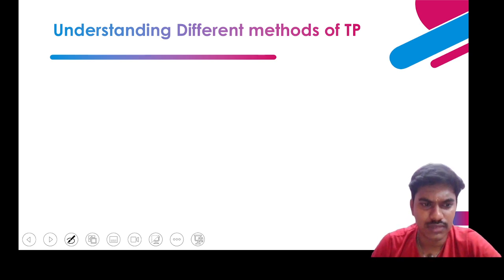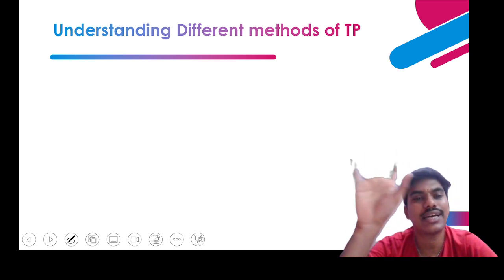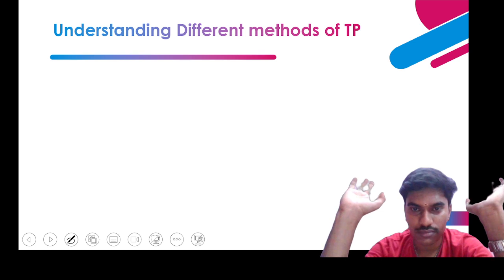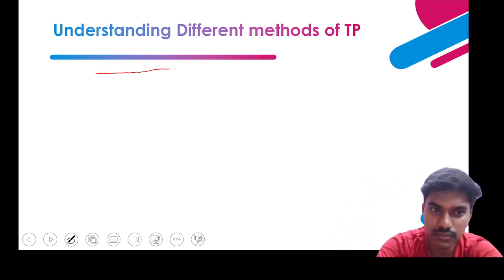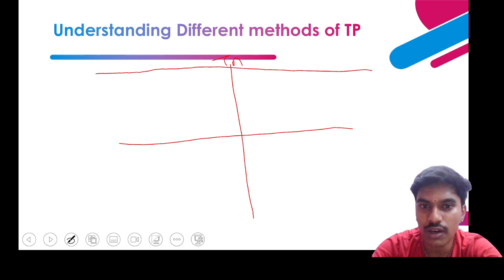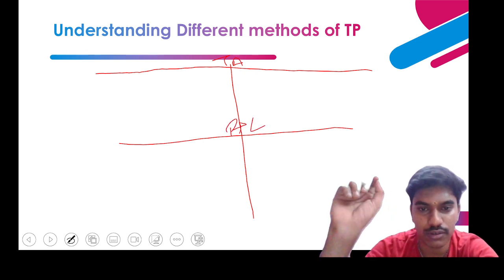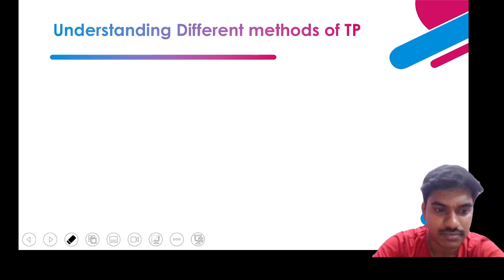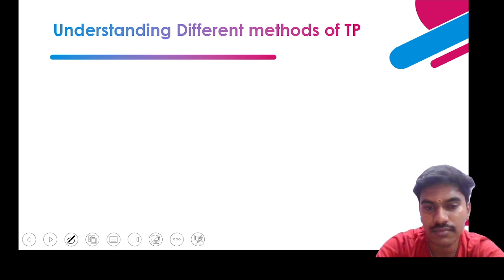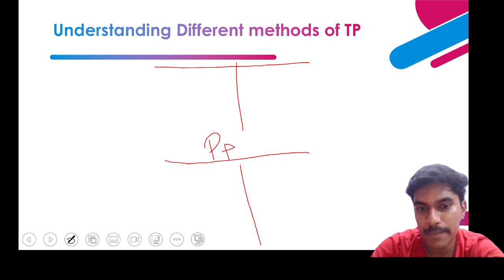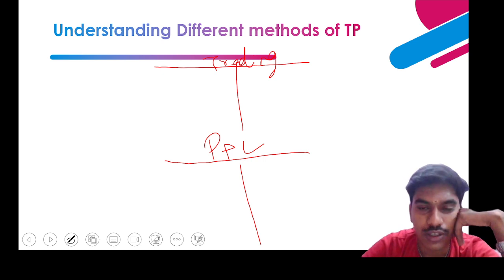Let us first understand what the different methods of TP are, using our 12th standard final accounts. This is the trading account. This is the P&L account. Okay, totally there are two accounts.